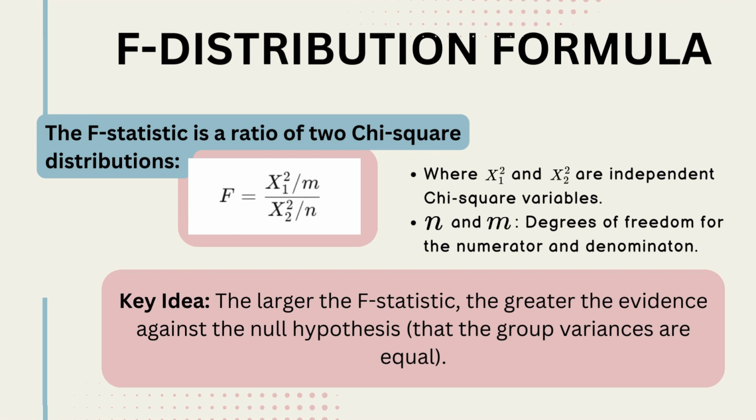Now here are the key ideas. If the F statistic is large, it suggests that there is a strong deviation from the null hypothesis, meaning the group variances are likely not equal. A small F statistic means there is little evidence to suggest the variances are different. We use this concept to test hypotheses in a statistical model, especially when we want to determine whether different groups or treatments have a similar level of variance.